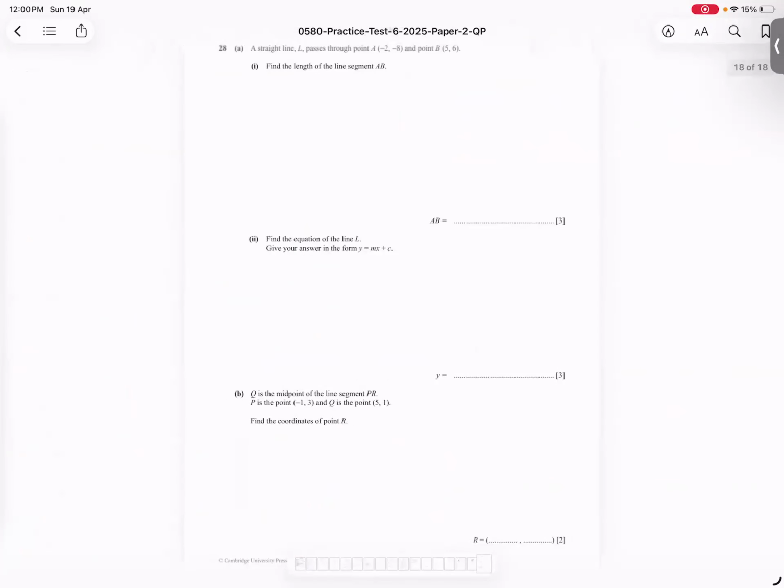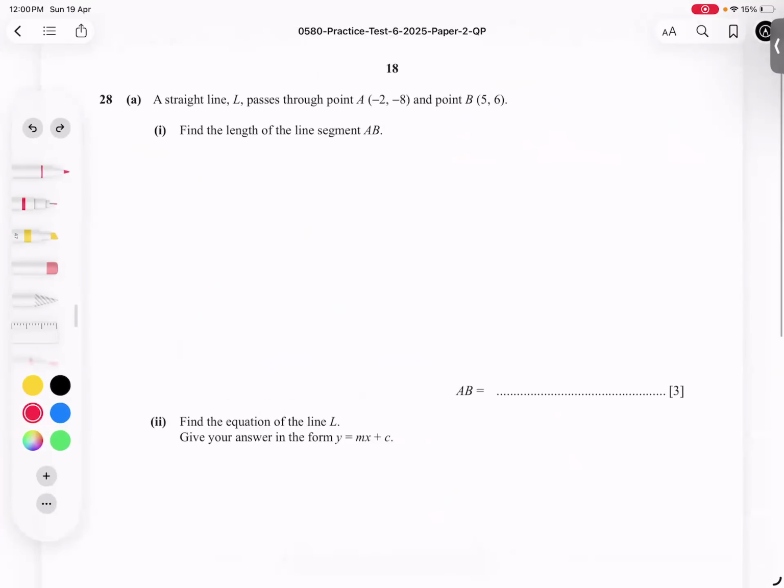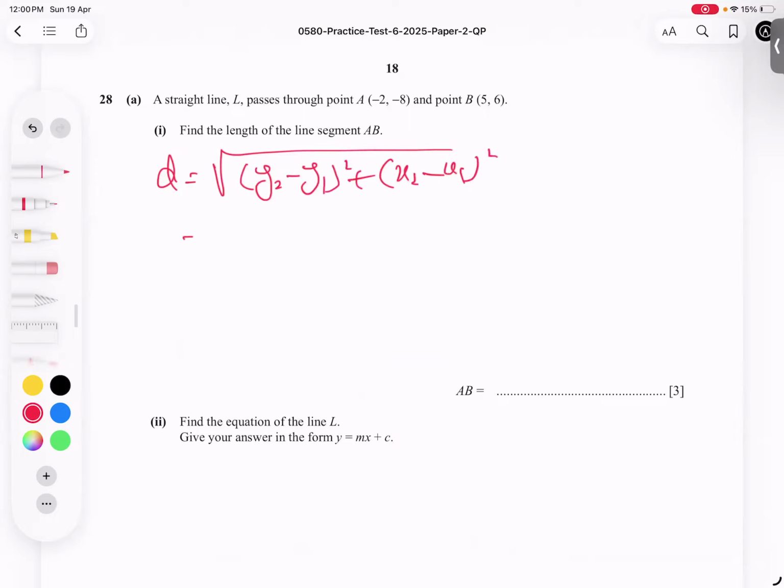And on the last page of the paper, he's saying, okay, this point and this point are given. The length is called the distance formula. The formula is y2 minus y1 whole square plus x2 minus x1 whole square. I'm labeling here x1, y1, x2, y2. So 6 goes here, so 6 minus 8. There is a lot of chance of mistake, so do it with extra care. 5 minus 2.